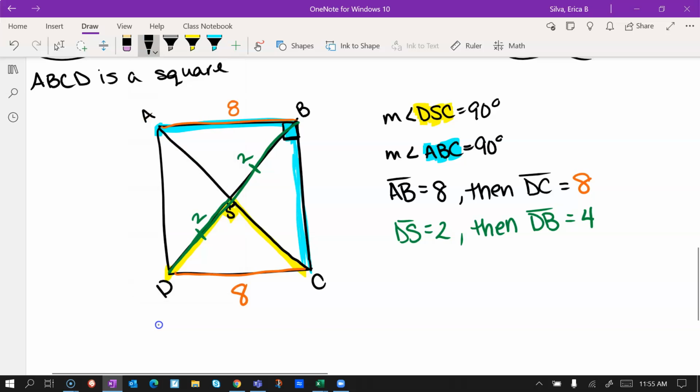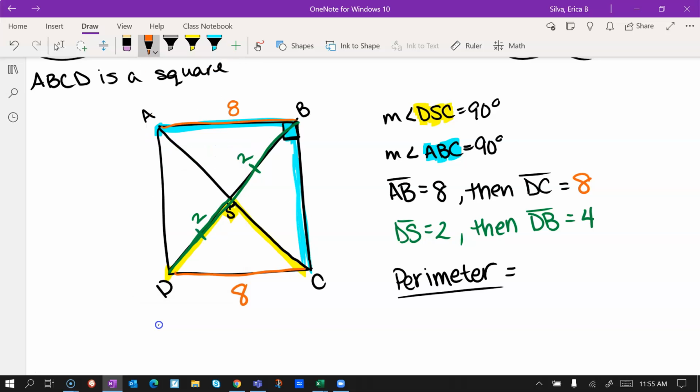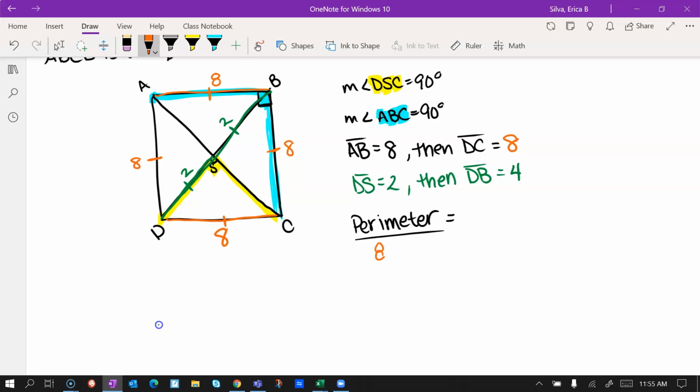And now let's find the perimeter. Do you guys remember what perimeter means? Go back to 8th grade, huh? Yeah, all the way around. We're going to add the lengths around the square. So if this is 8, this is 8. If it's a square, then that means all of them are 8. So for my perimeter, we're going to add 8 how many times? 4. So either we can do 8 plus 8 plus 8 plus 8, or we can do 8 times 4, and that gives us 32.